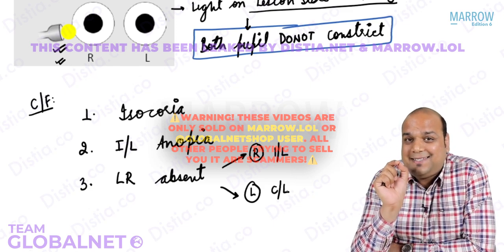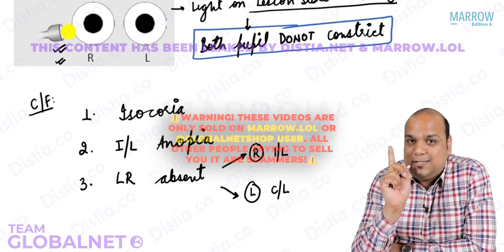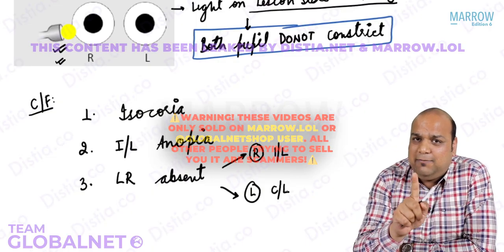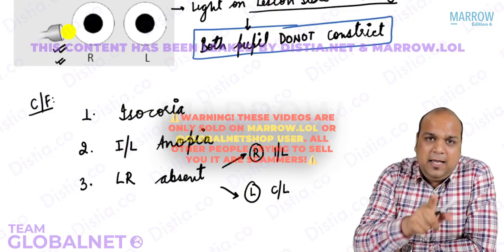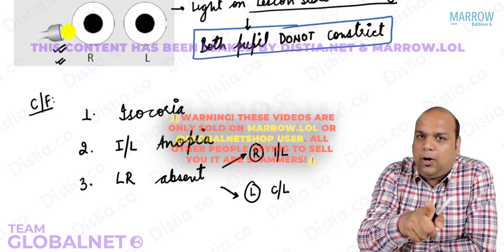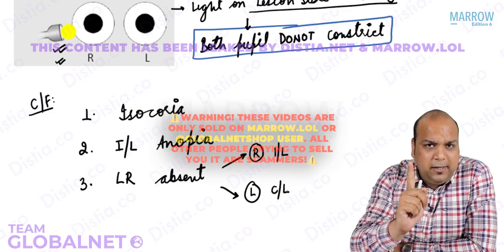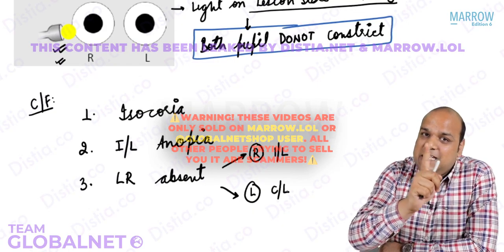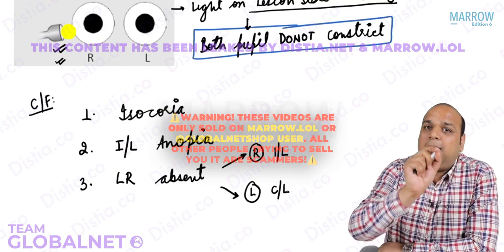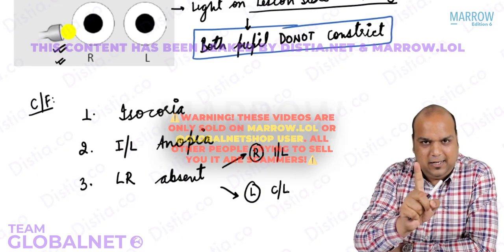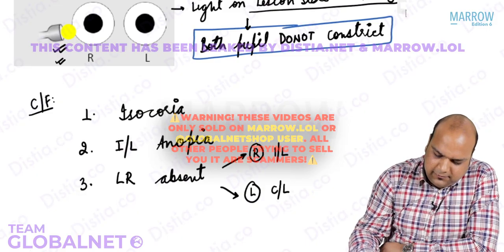Laterality is defined by the site of lesion. So the lesion is on the right side, so any finding in the right eye will be considered an ipsilateral finding. Any finding in the left eye will be considered a contralateral finding. Again, I will repeat: side of lesion determines the laterality. Okay, everybody? Clear? Now, see the third photograph, everybody.